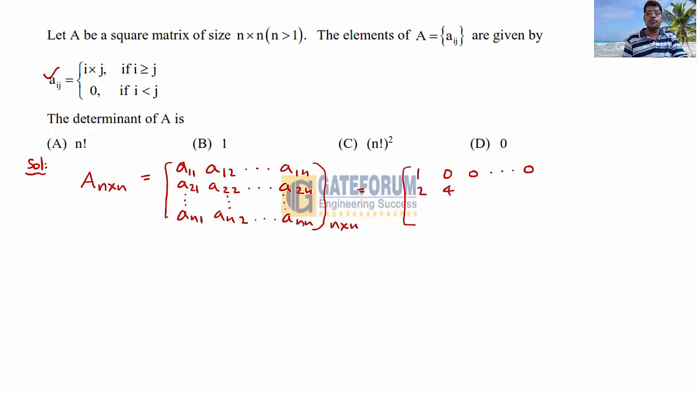A22 is 2 into 2, which is 4. Next, 0, 0, 1, 0. Next, like this. Last row: n into 1, n; n into 2, 2n; and n into n, n square. So this is an n cross n square matrix whose diagonal elements 1, 4, and so on up to n square. It is a lower triangular matrix.